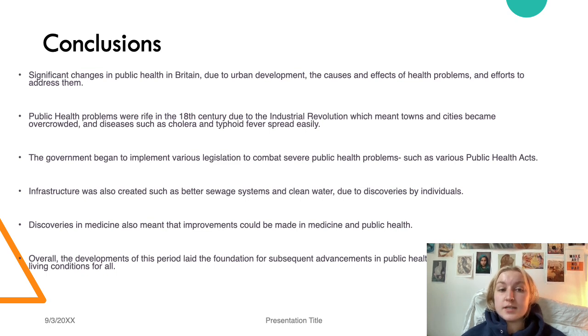Infrastructure was also created, such as better sewage systems and clean water, due to discoveries by individuals such as Edwin Chadwick and John Snow. Discoveries in medicine also meant that improvements could be made in medicine and public health in terms of understanding how diseases were spread and therefore how to prevent them. Philanthropists also helped the government understand the importance of public health in terms of their workers and improving industry and trade. Overall, the developments of this period laid the foundation for subsequent advancements in public health and the pursuit of healthier living conditions for all.